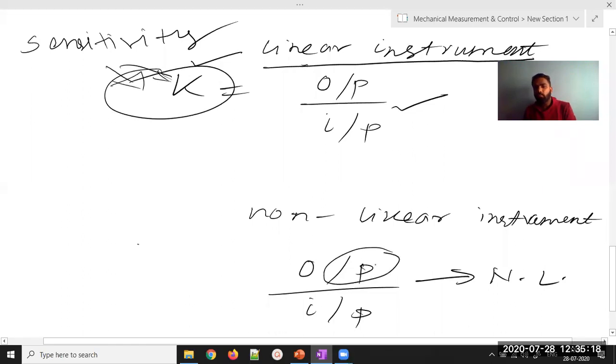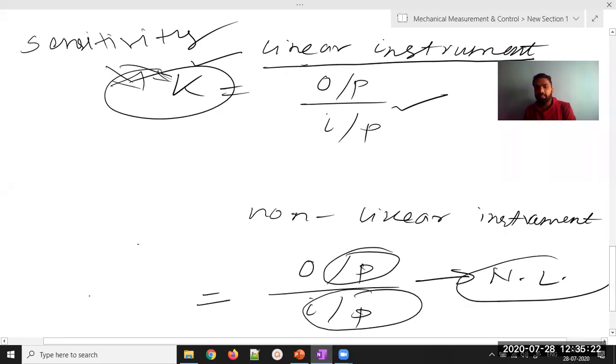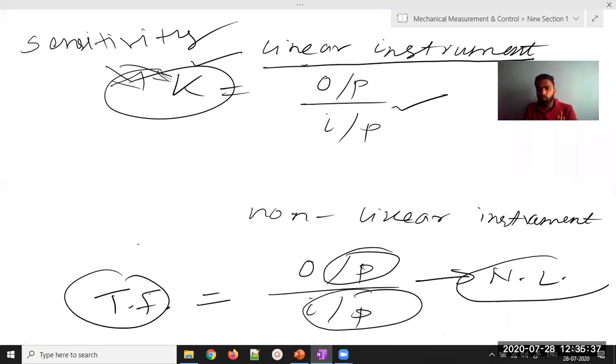But whenever there is an output to input response of the instrument which is non-linear in nature, then such output to input relations are not called sensitivity or non-sensitivity. This is called the transfer function. Transfer function is used to correlate between the output and input of a non-linear instrument. Can anyone repeat it for me?